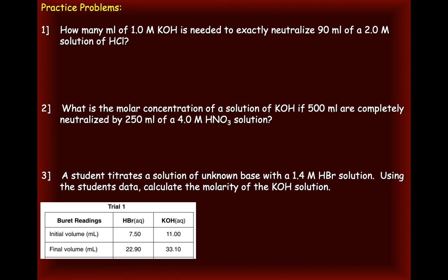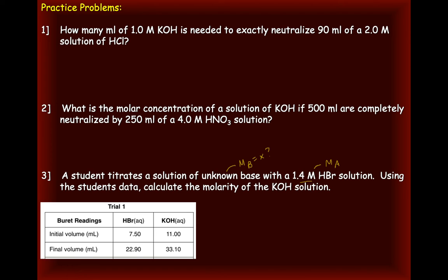Here, you're looking at an unknown base. Your acid here has a known molarity. You're looking at this table of titration data. Basically, you're looking for an unknown base, so your MB is what your X is. You don't know what that is.